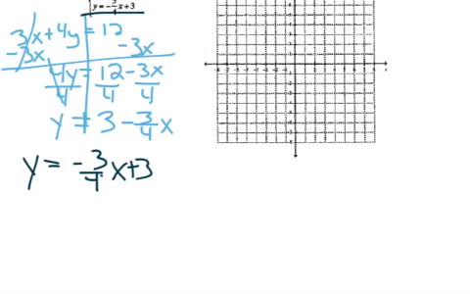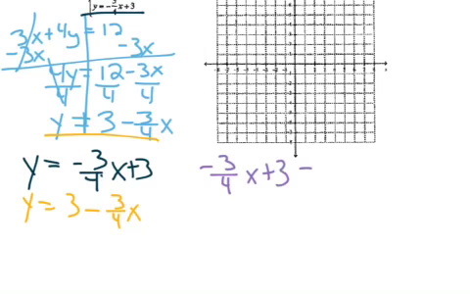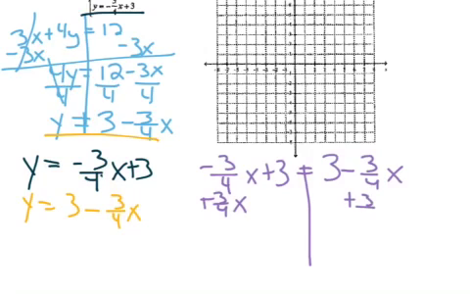And I also have this equation down here, which I'll write in yellow, y equals 3 minus 3/4 x. So the first thing I'm going to do is set them equal to each other. Negative 3/4 x plus 3 equals 3 minus 3/4 x. Let's start solving. So the first thing I'm going to do is add 3/4 x to both sides.